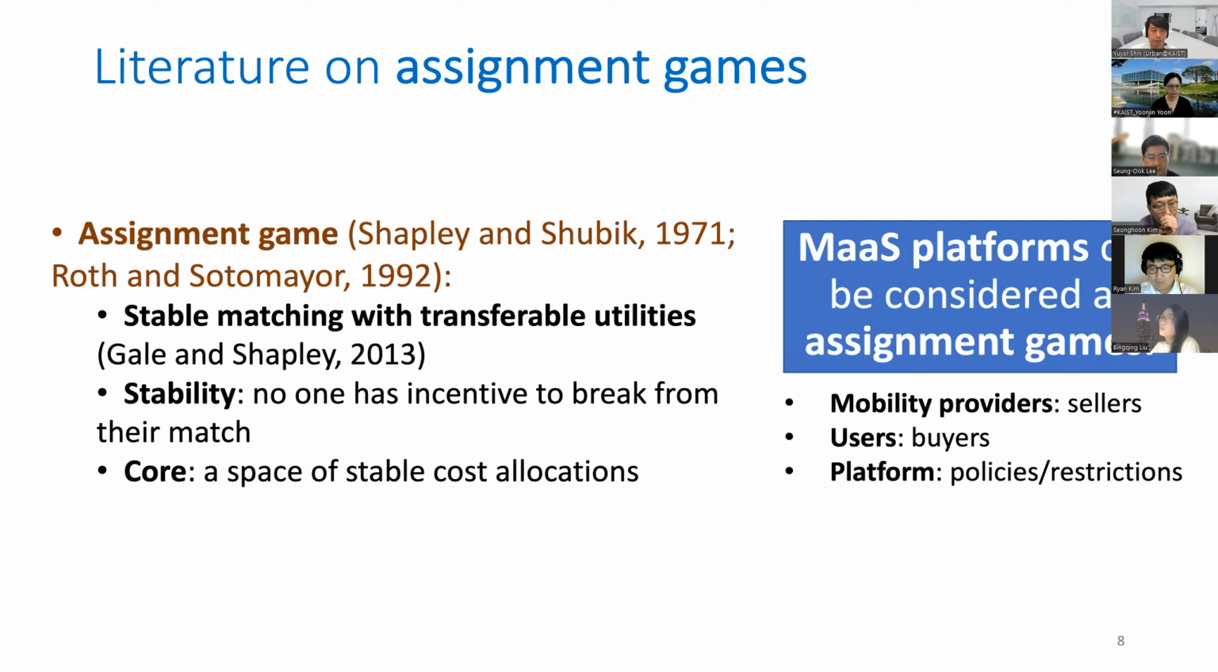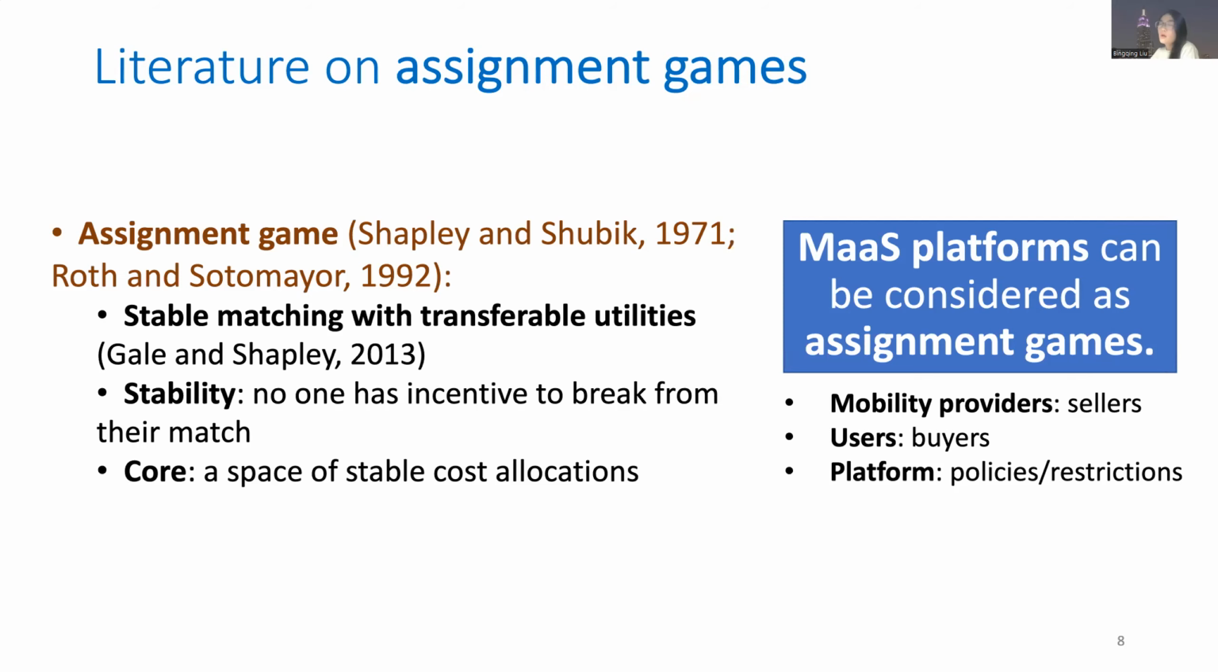operators. So an assignment game is basically modeling a set of stable matchings between a set of buyers and a set of sellers. In our case, our sellers are the mobility providers, which give the services, and our buyers are the users. And the platform comes into play with its policies and subsidies that can be restrictive or push the matchings towards a certain direction.